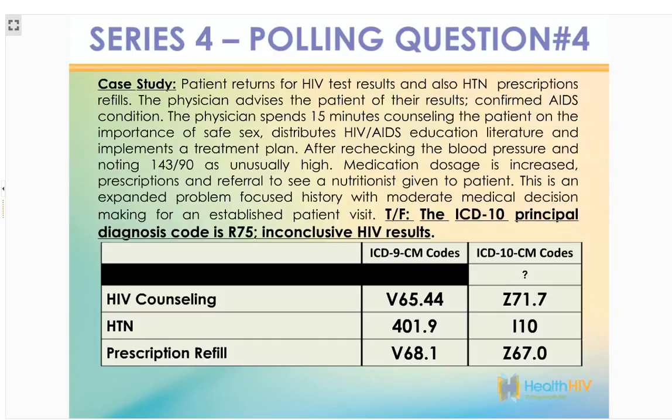The physician also tells the patient they need to see a nutritionist, so he gives them a referral, and they document an expanded problem history with moderate medical decision making. This is a true/false. The principal diagnosis is inconclusive HIV test result. True or false?